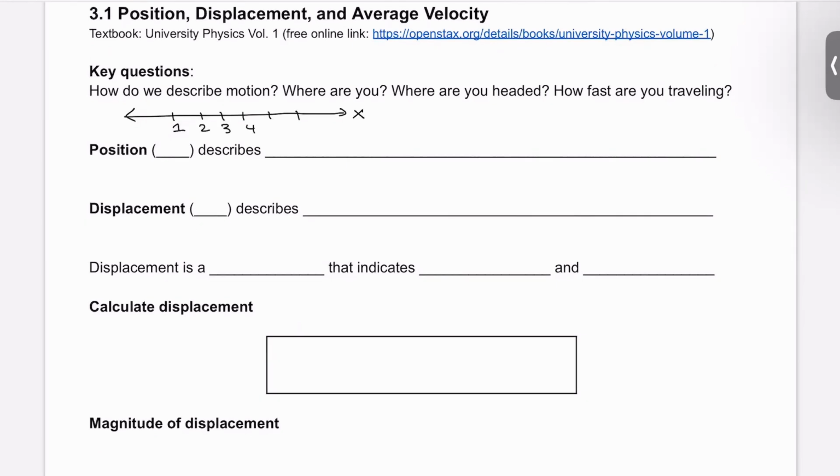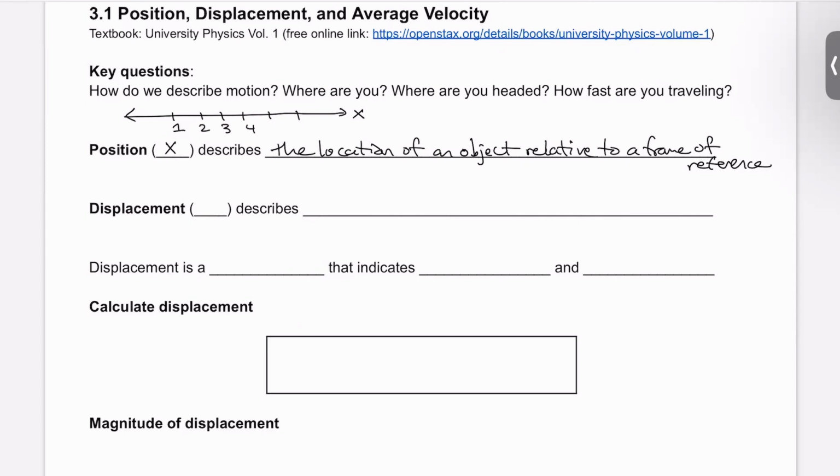Position is usually denoted as x, and it describes the location of an object relative to a frame of reference. So that's a lot of words, but location of an object seems pretty straightforward, right? It has to be relative to a frame of reference, which basically means you need some place to be like your x equals 0 starting point, and your measurement has to be relative to that starting point.